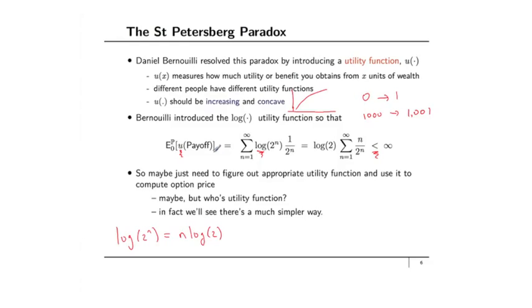Okay, so given this, you might think that all you need to do is to figure out the appropriate utility function of an individual and use it to compute the option price. Well, maybe, but whose utility function? The buyer's utility function, the seller's utility function, or maybe some other utility function in the marketplace? We're going to come back to that question later. We'll talk about it very briefly later. But in fact, we're going to actually price the options using a much simpler method, which won't use utility functions at all.